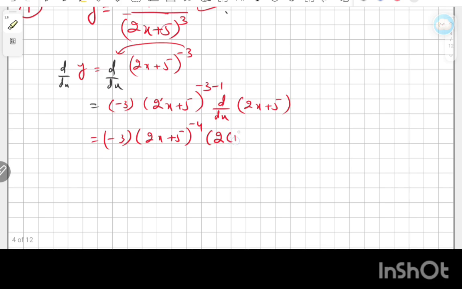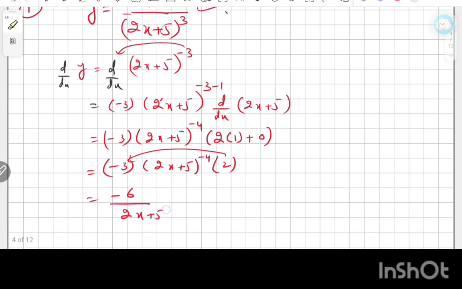Its derivative is 2: the derivative of x is 1, and the constant 5 has derivative 0. So minus 3 (2x plus 5) to the power minus 4 times 2. So minus 2 times minus 3 is minus 6, divided by (2x plus 5) to the power 4. Hopefully, dear student, you can understand this type of question.